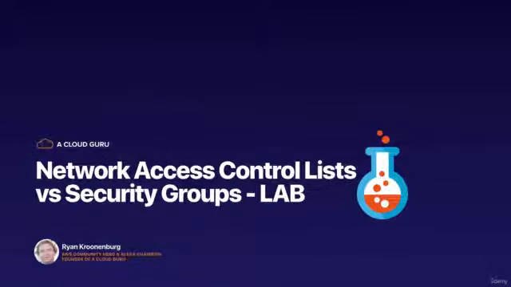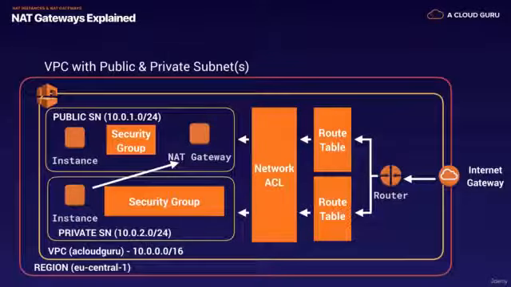In this lecture we're going to look at network access control lists versus security groups. So this is what our environment looks like right now. We've got our NAT gateway, it's sitting in 10.0.1.0, it's got a route out to the internet, and we've got our instances sitting in our private subnet, and it has a route pointing to the NAT gateway, which then has a route out to the internet.